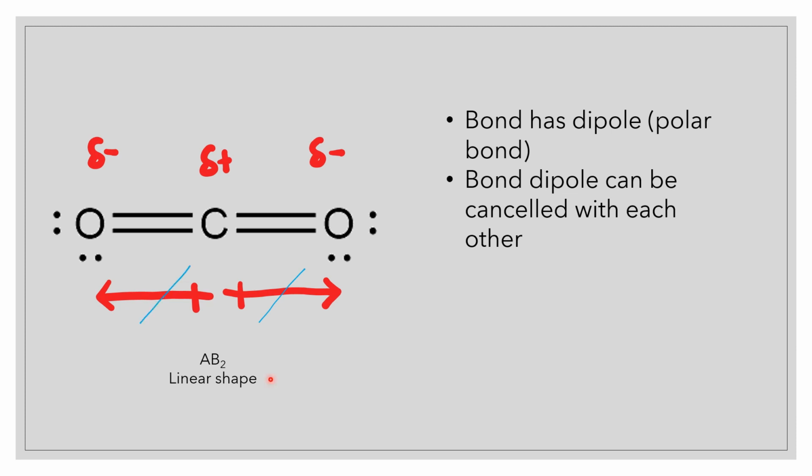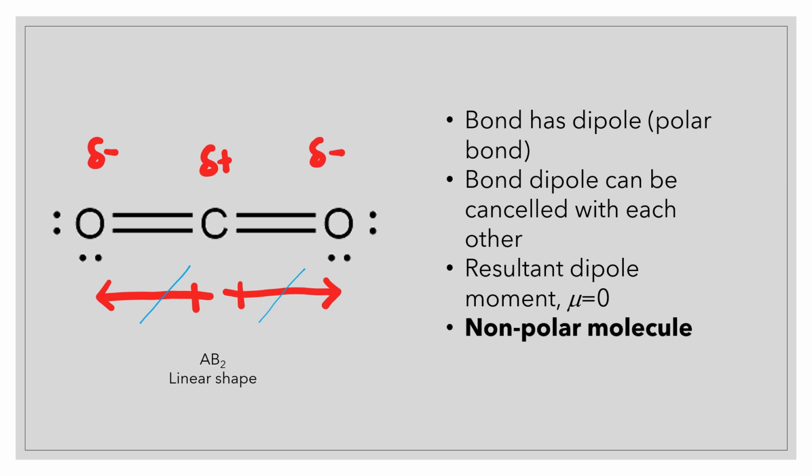Yes, they can cancel. Why can they cancel? Because this is basic shape and they have same terminal atoms. So all bond dipole can be cancelled with each other. That will give resultant dipole moment mu equals to 0. So this will be nonpolar molecule.